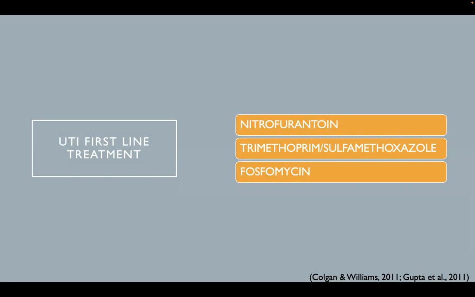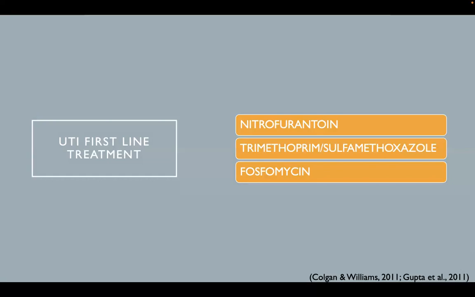on the culture result. First-line treatment for a UTI includes nitrofurantoin, also known as Macrobid, or TMP-SMZ, also known as Bactrim, or fosfomycin. All three of these drugs are favorable choices due to their minimal resistance and the benefit highly outweighing the risk.